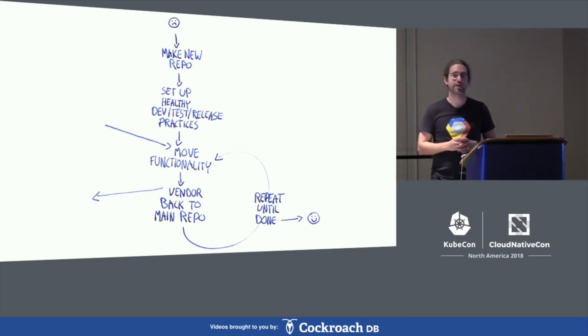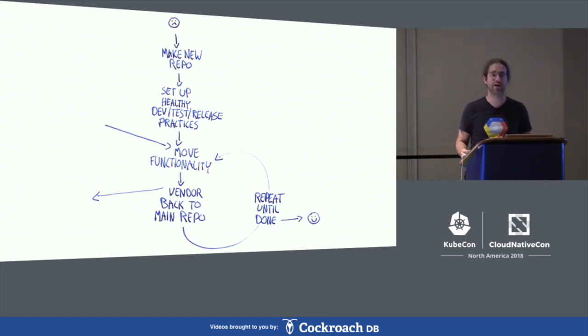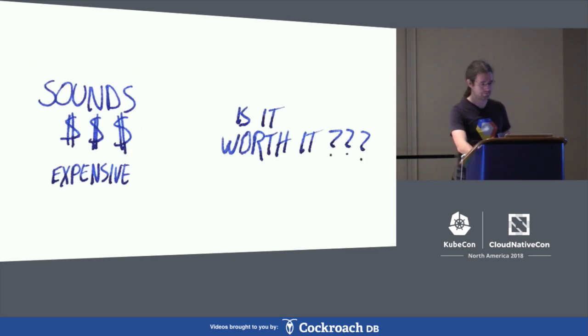make a new repository, set up the process that we want to have in that repository. And that includes healthy development, test, and release practices. So basically get our release story in order, and then move a small piece of functionality over, consume that in the main repository, and just keep repeating that process. I think this has a better chance of eventually arriving at the release semantics that I would really like to see. And repeat until everybody's happy.